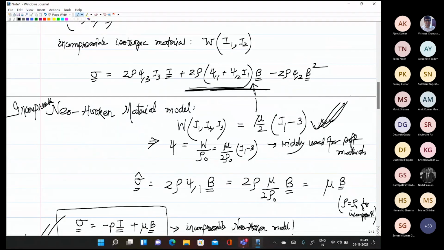This one is a nonlinear material model because the invariants I1, I2, I3 are nonlinear in displacement. They are functions of C, and C is F transpose F, which is identity plus grad U plus grad U transpose plus grad U transpose into grad U. So C is not linear in strain; it also has a quadratic term. I1, I2, I3 come from the invariants of C, and therefore they are all called nonlinear material models. Okay.